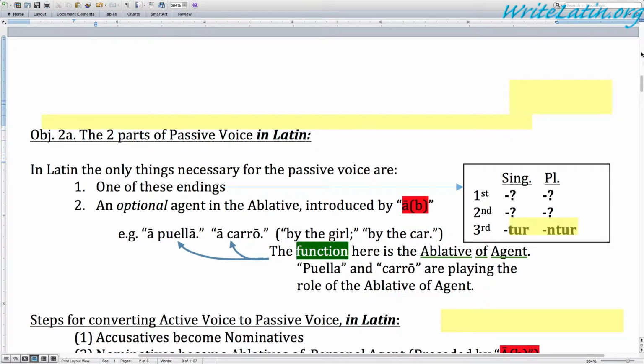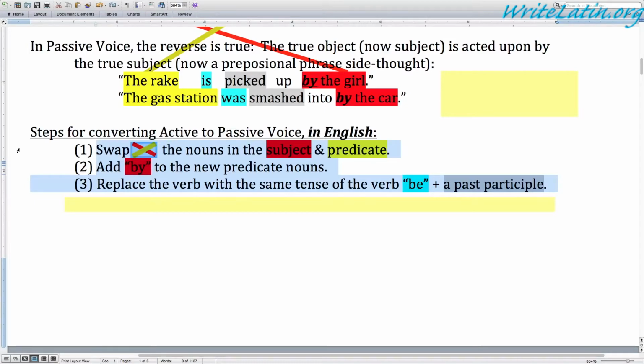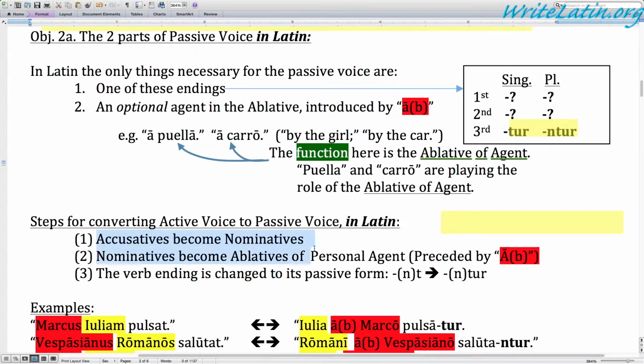Objective 1B, to quickly convert active to passive voice in English: you swap, add by, and replace the verb with the same tense of be plus its past participle. And lastly, objective 2B, to quickly convert active to passive voice in Latin. Okay, make the accusative your new nominative subject. Make the nominative into an ablative of agent introduced by ab, and use a passive verb.